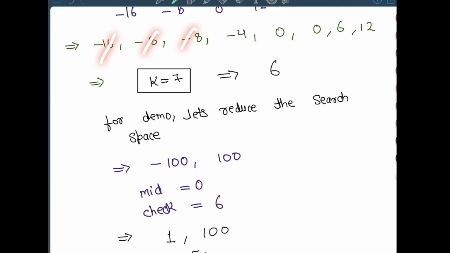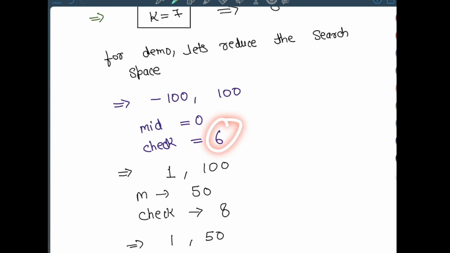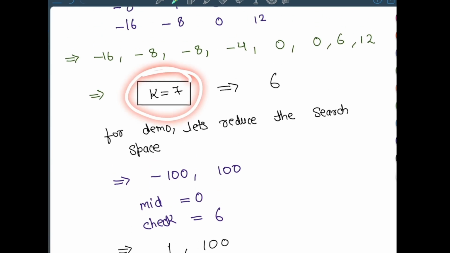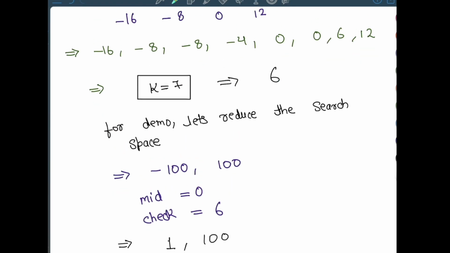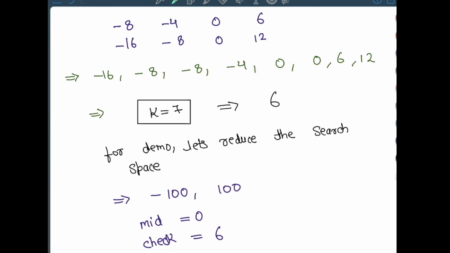So we have 1, 2, 3, 4, 5, 6. We have 6 products less than or equal to 0. So the check function will return 6. Now I want the 7th smallest, right? Right now my mid value, which I am saying can be an answer, has 6 products which are less than or equal to it. My value of k is 7.